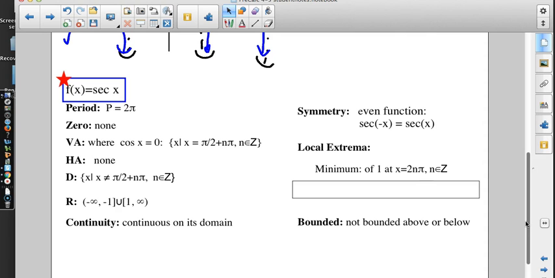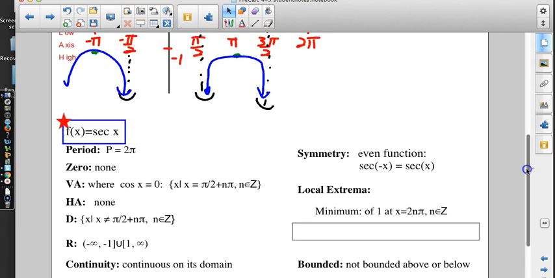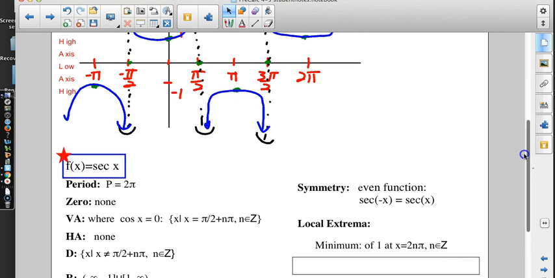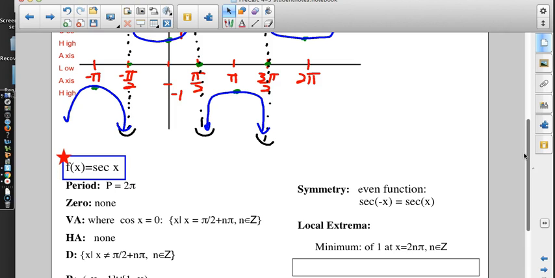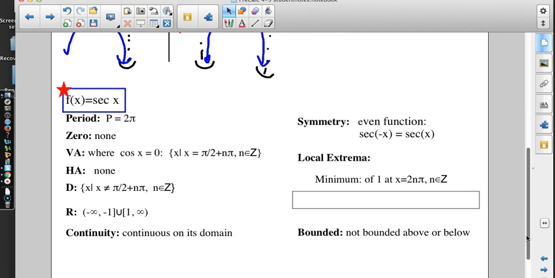Okay, well, we better go back and take a look at that. Minimum of 1 at 0 and at 2 pi, and we can infer it's going to be 3 pi, 4 pi, etc. And that's why this is saying what it does. So minimum of 1 at x equals 2n pi. 0, 2, 4, etc. And then we also have a maximum of -1 at pi plus 2n pi, where n is the set of all integers.